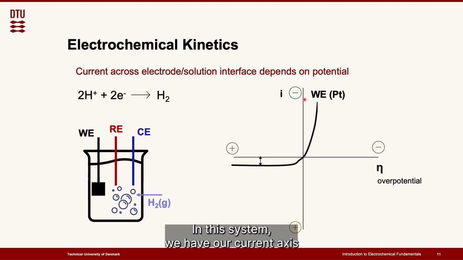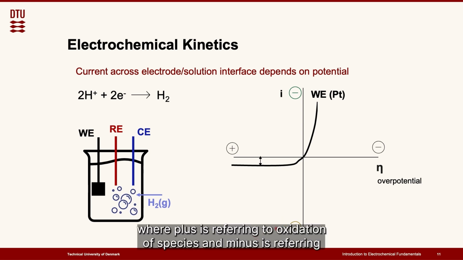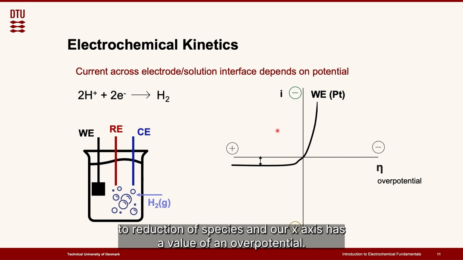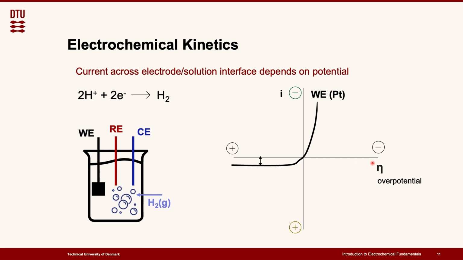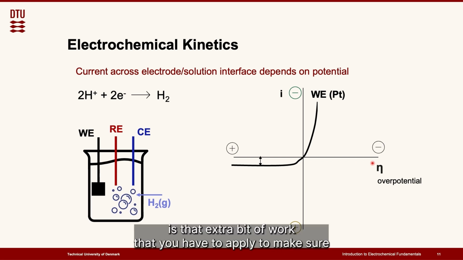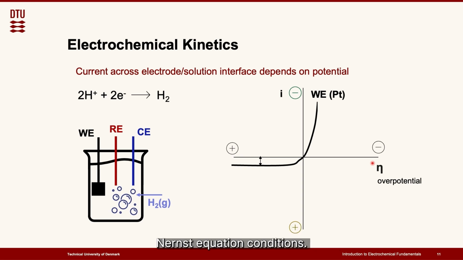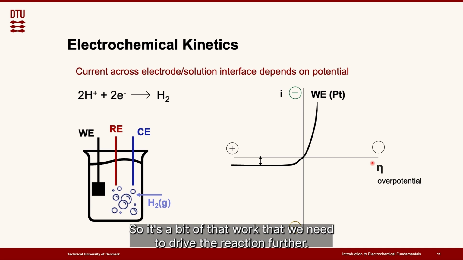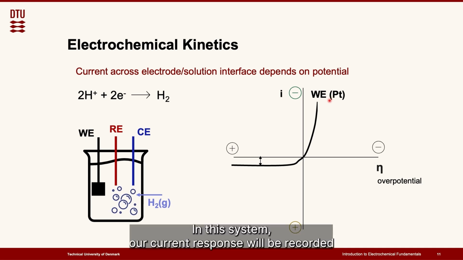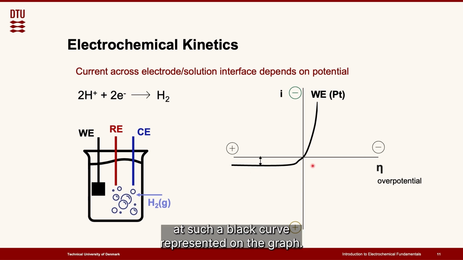In this system, we have our current axis, where plus refers to oxidation of species and minus refers to reduction of species, and our x-axis has a value of overpotential. Overpotential is that extra bit of work that you have to apply to make sure that you're driving the reaction. So that's the potential that we're applying on top of pre-existing Nernst equation conditions, right? So it's a bit of that work that we need to drive the reaction further. In this system, our current response will be recorded as the black curve represented on the graph.